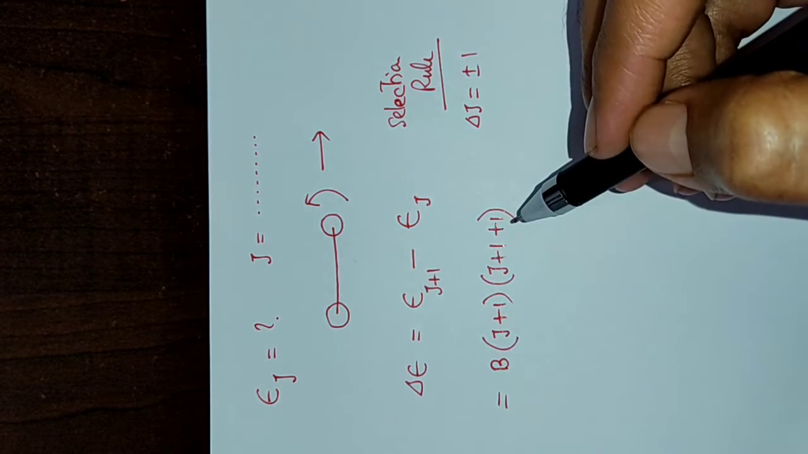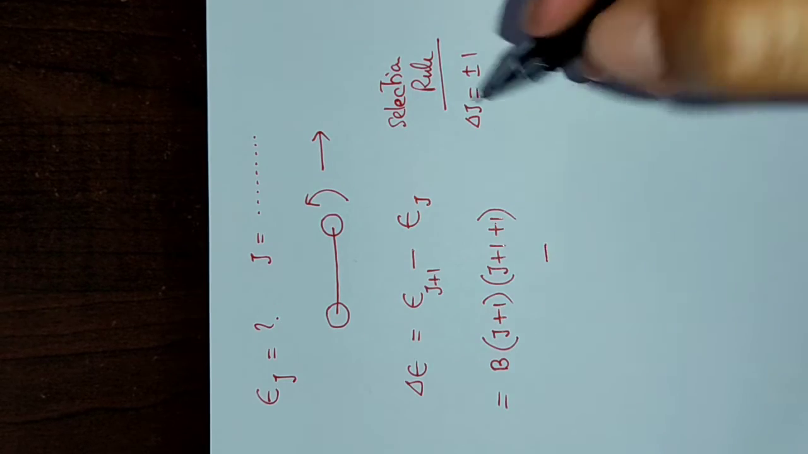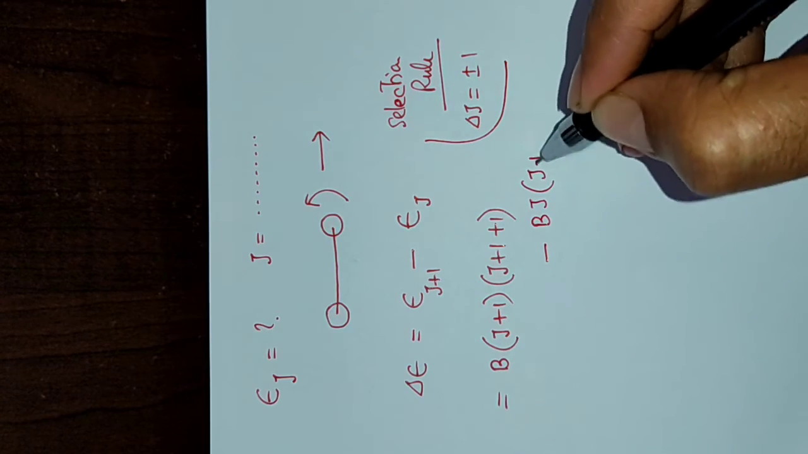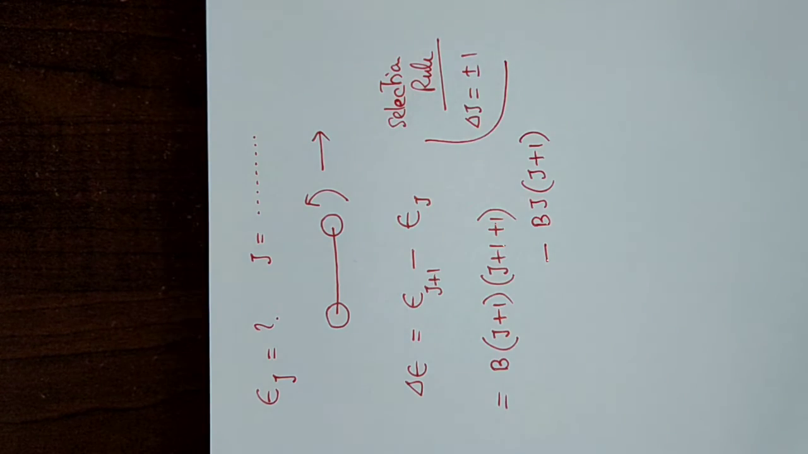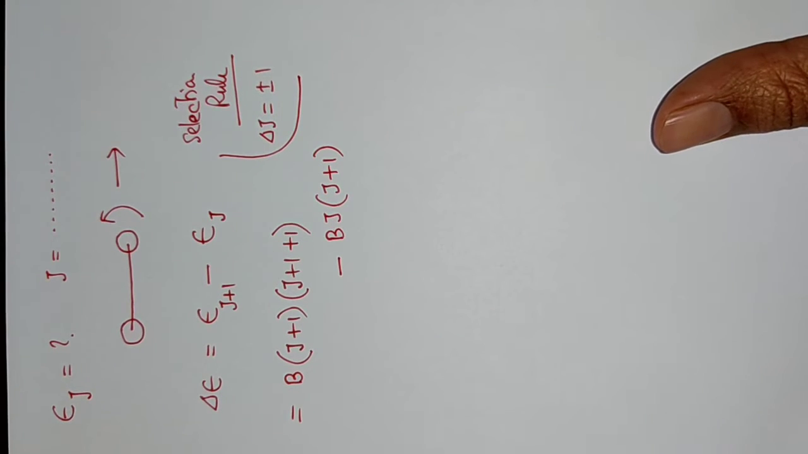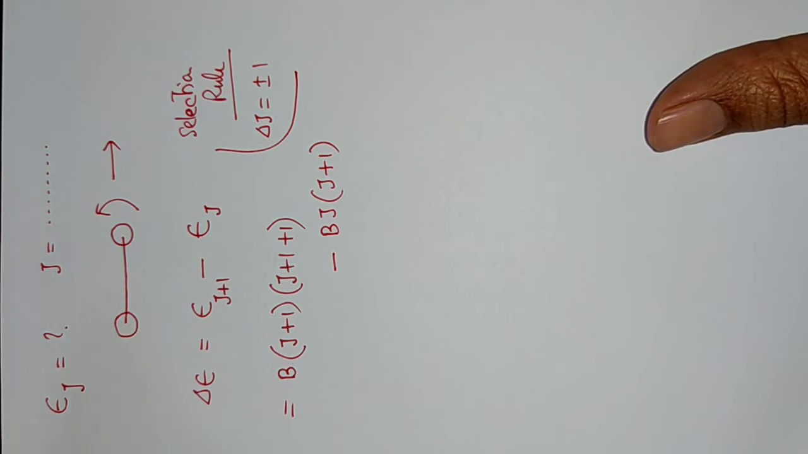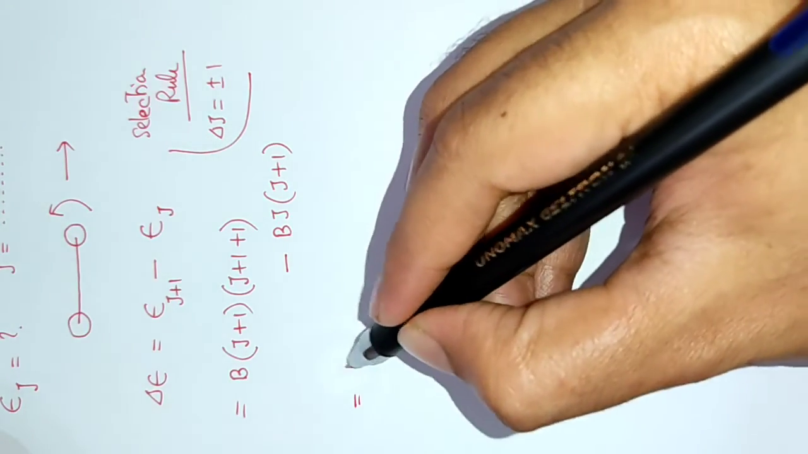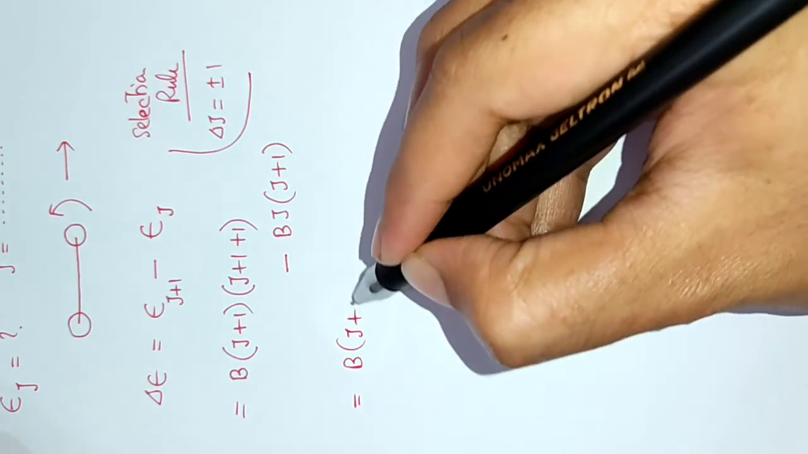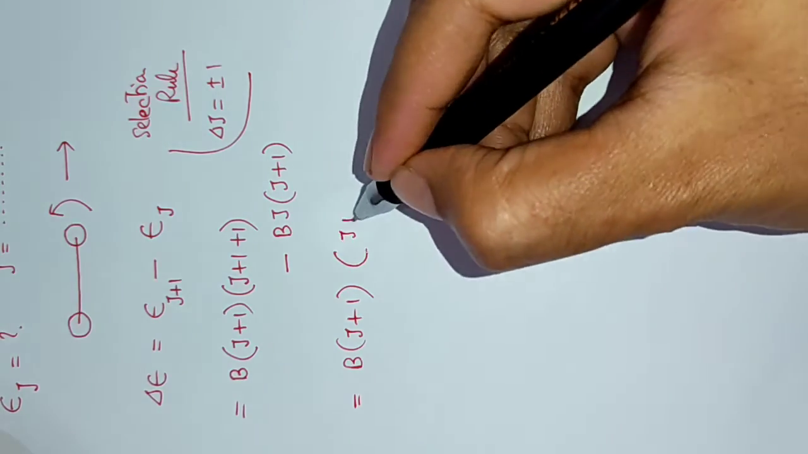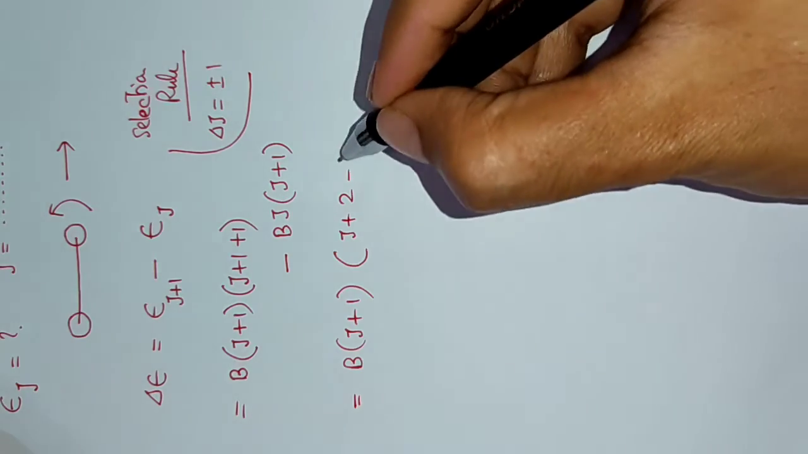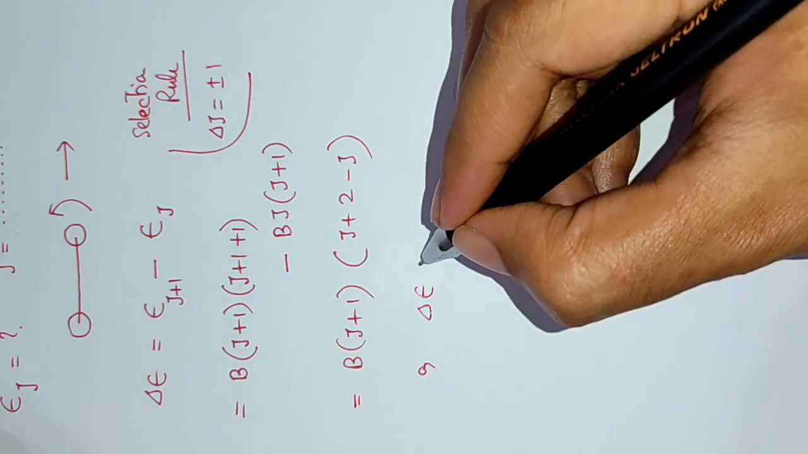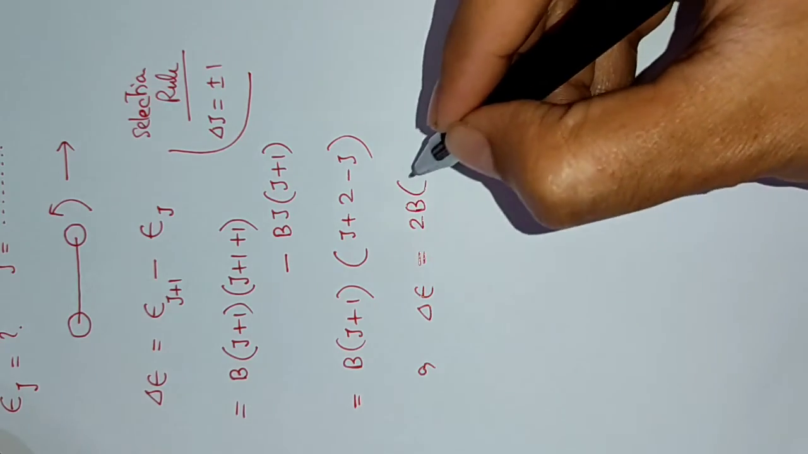So the equation will look like this, the first term, and the second term, that will be B into J into J plus 1, since here it is J only. Now we will take B into J plus 1 common. So it will be J plus 2 minus J. J will cancel out, and del epsilon will be 2B into J plus 1.